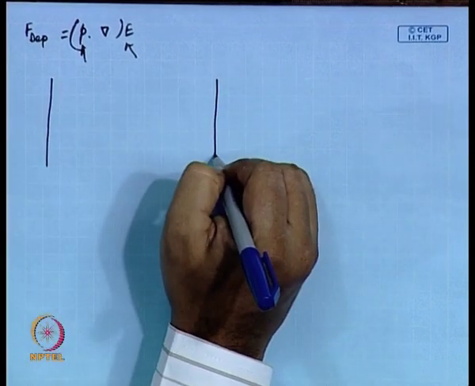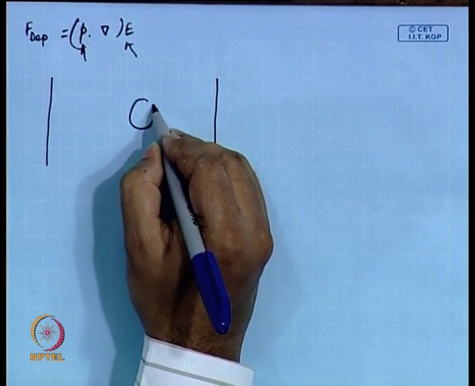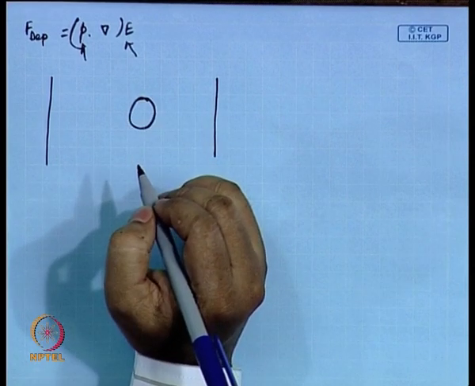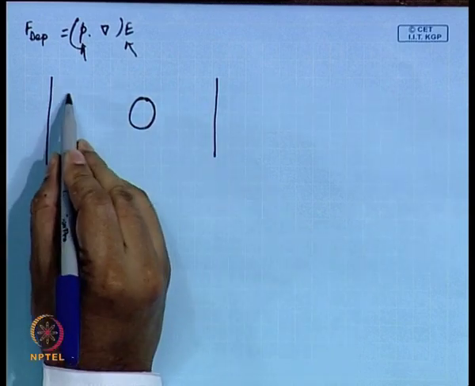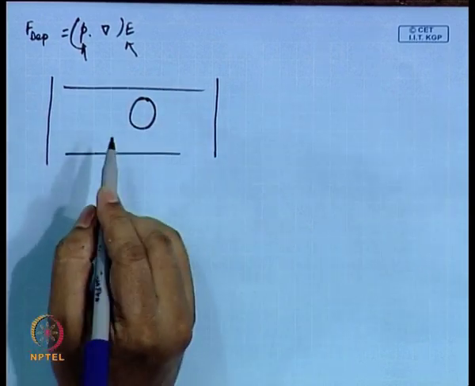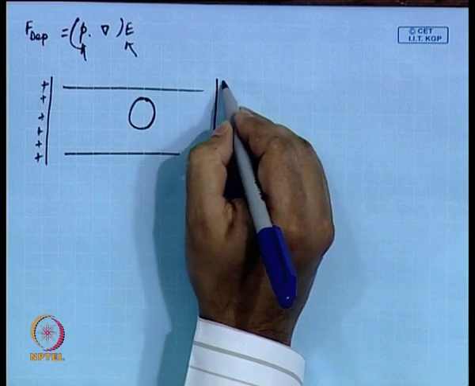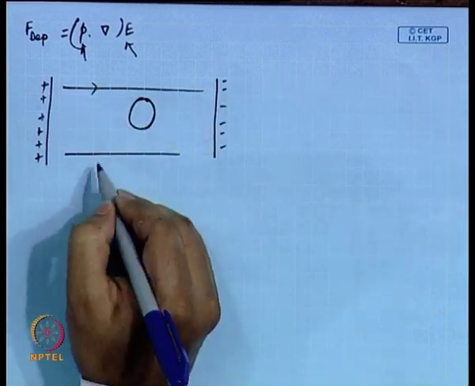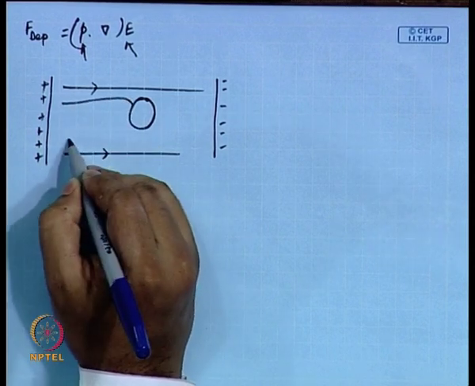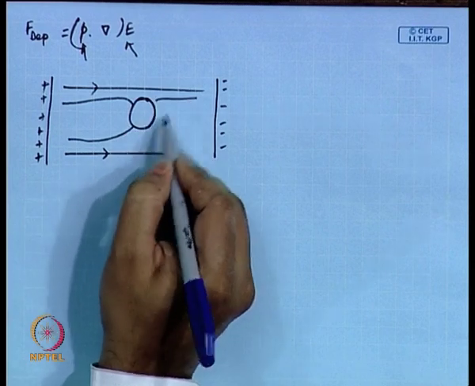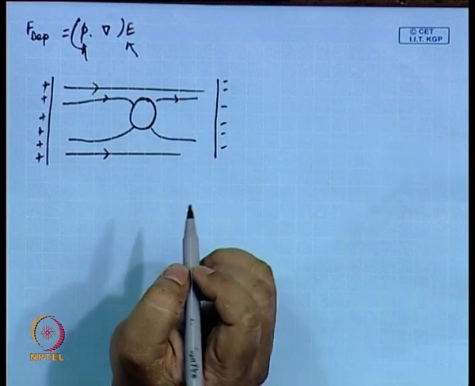Suppose we have a uniform electric field, and we have a particle. How would we have done the polarization? The unperturbed electric field lines would be something like this, right. These are all plus, these are all minus. So, these would be the field lines, and near the particle there would be some twist like this.